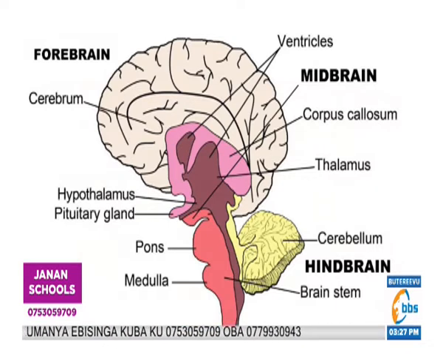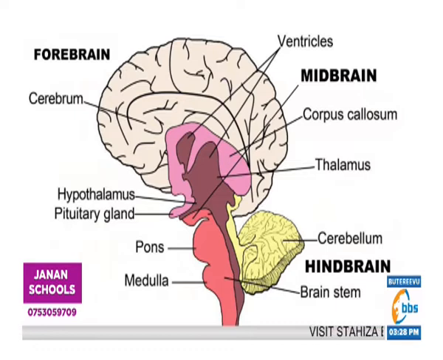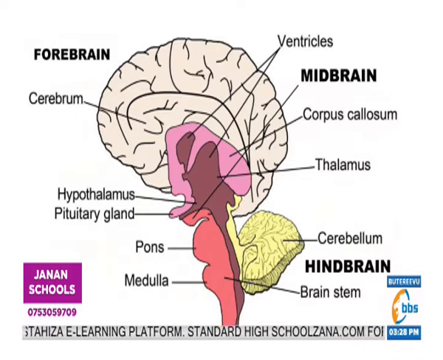Then beneath the forebrain, we have the midbrain. When you look at this arrow, the midbrain is that red colored part. The midbrain is a link between the forebrain and the hindbrain. And the hindbrain, as you can see, is made up of parts such as the cerebellum, the medulla oblongata, and the pons.